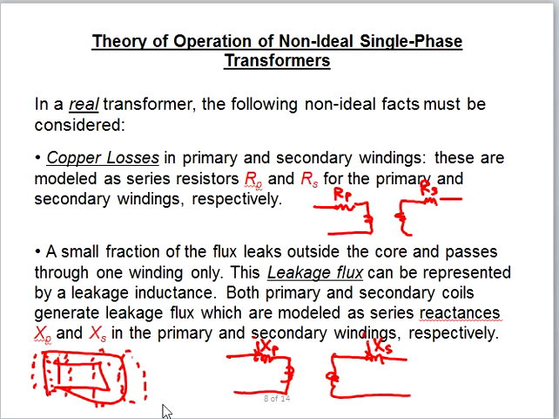For the next one, I'm gonna talk about the single phase transformer. There are some considerations we gotta take, these are facts that must be considered. If you look at the non-ideal single phase transformer, as you can see, there are some losses in the primary and secondary windings, and a small fraction of flux leaks outside the core and passes through the windings.